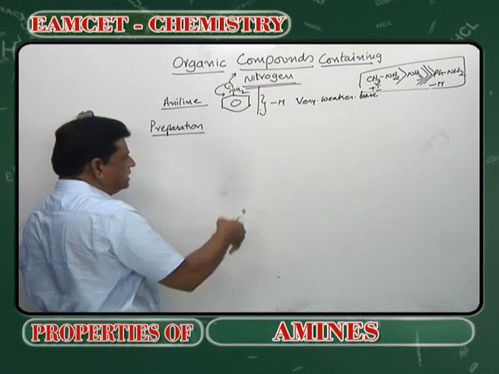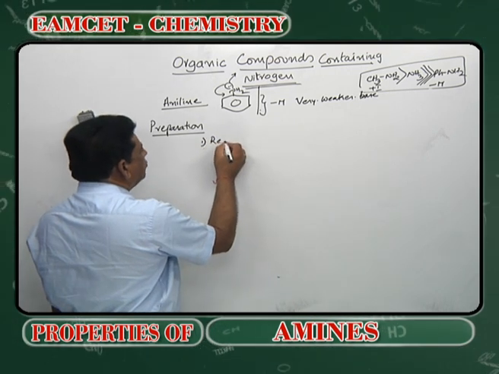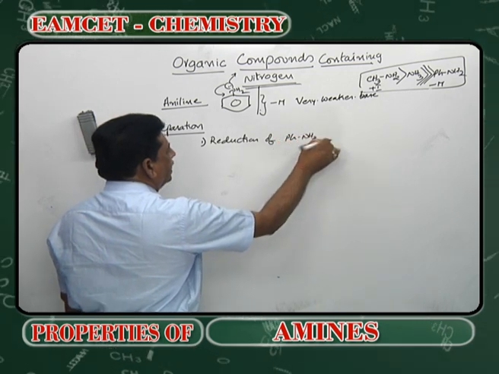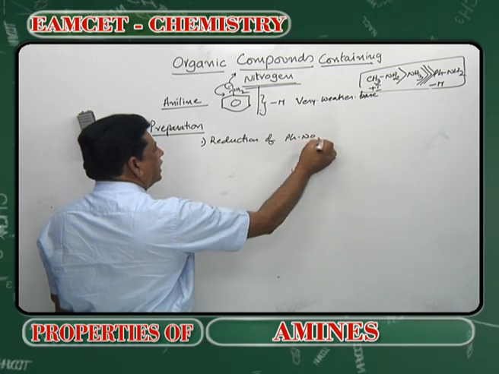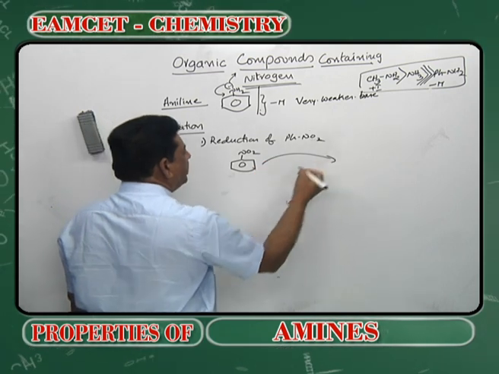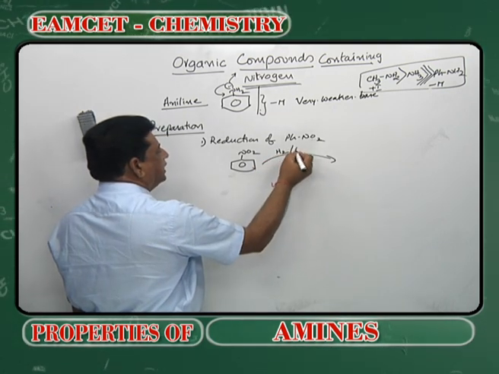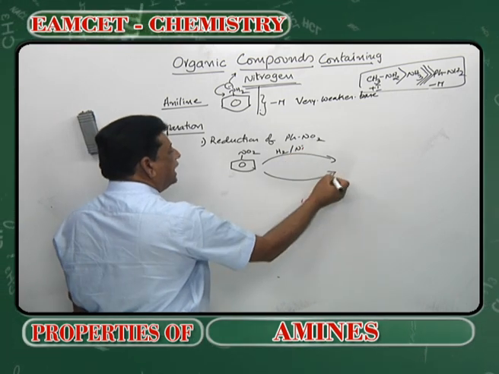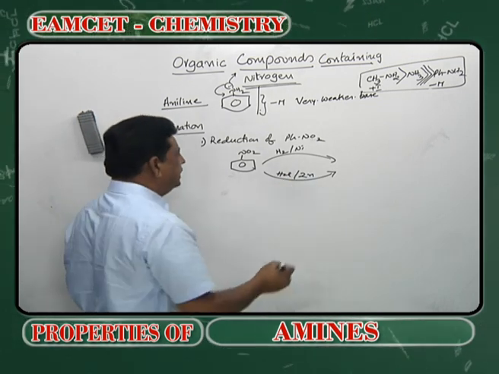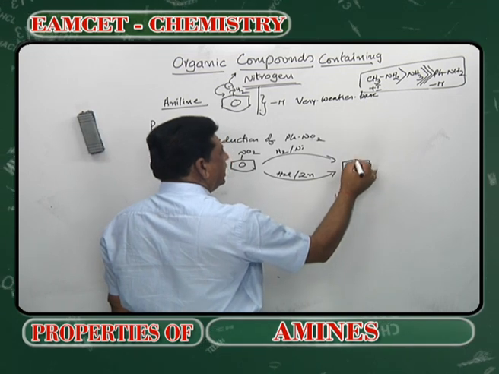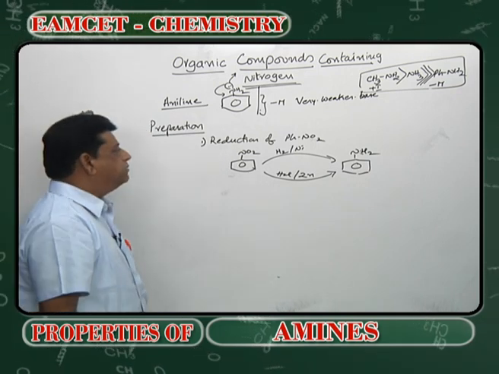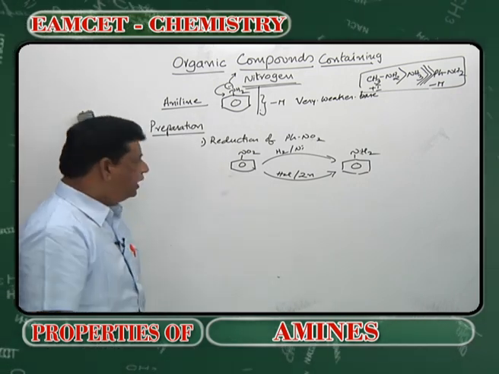The one easy method, which we have just seen, is the reduction of nitrobenzene. Phenyl NO2 is nitrobenzene. When you reduce nitrobenzene with either of the two methods we have seen, one is hydrogen and nickel, that is catalytic reduction, or in acidic medium with zinc and HCl, both methods will give aniline. The nitro group is reduced to NH2, giving aminobenzene. This is the one simple method. So, reduction of nitrobenzene gives aniline.